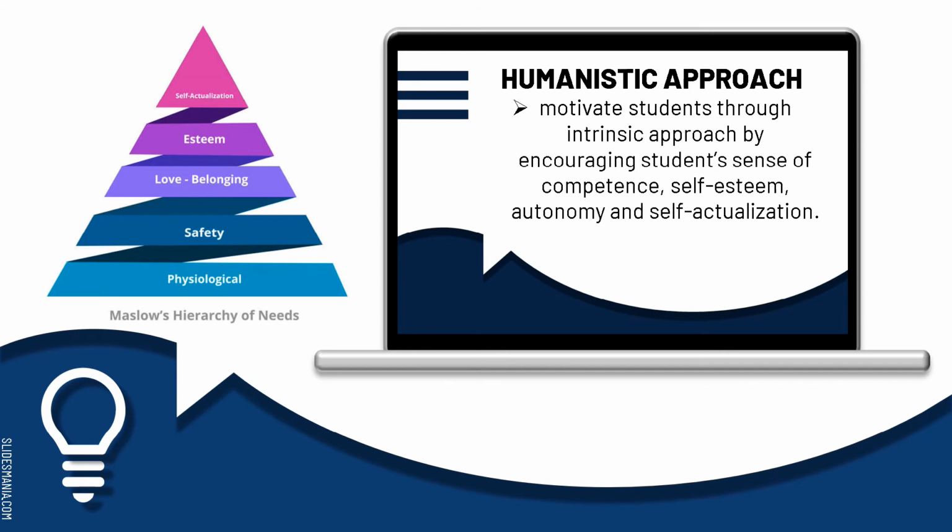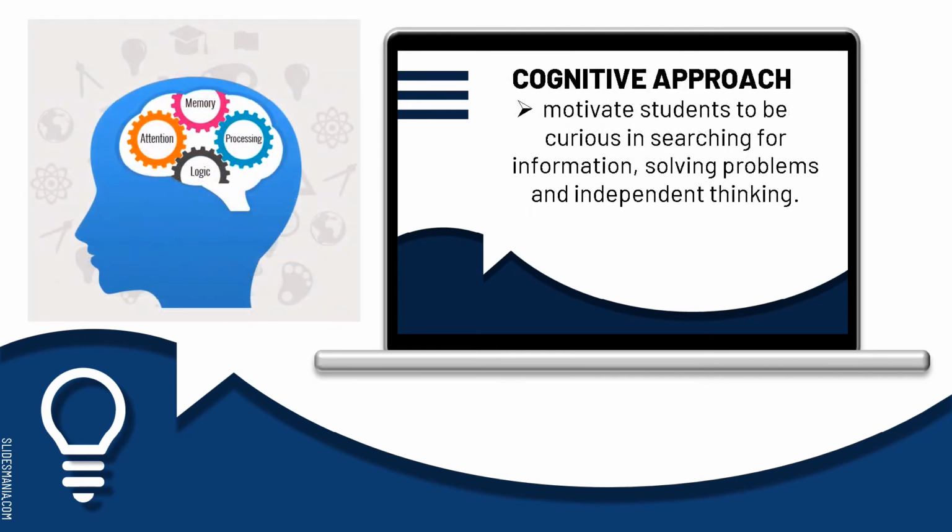Maslow's theory has been criticized because people do not always appear to behave as the theory would predict. Sometimes people get motivated by many different needs. At the same time, all the needs are interrelated. Number 3, cognitive approach. It motivates students to be curious in searching for information, solving problems, and independent thinking. Cognitive theories believe that the behavior of an individual is determined by the thinking process and not by rewards and punishment. Behavior is initiated and regulated by plans, goals, schemas, and expectations and attributions.